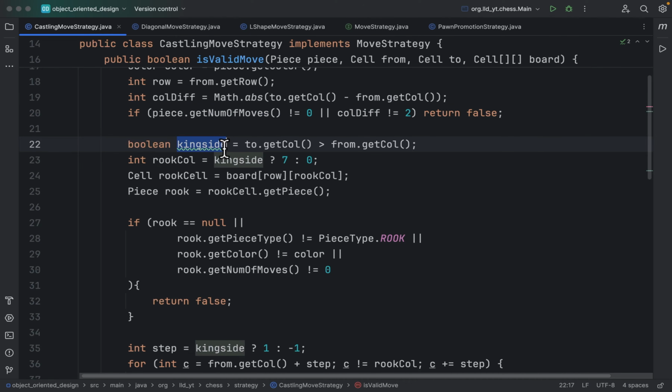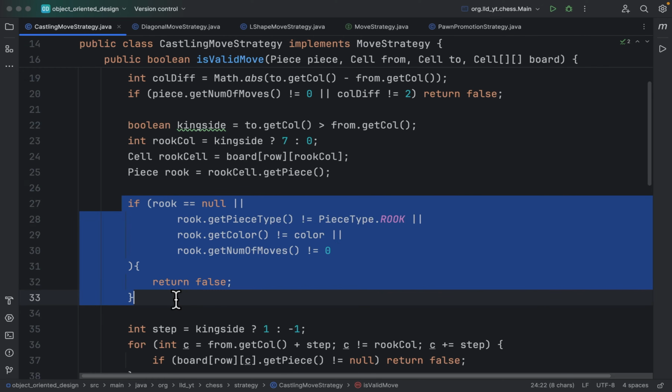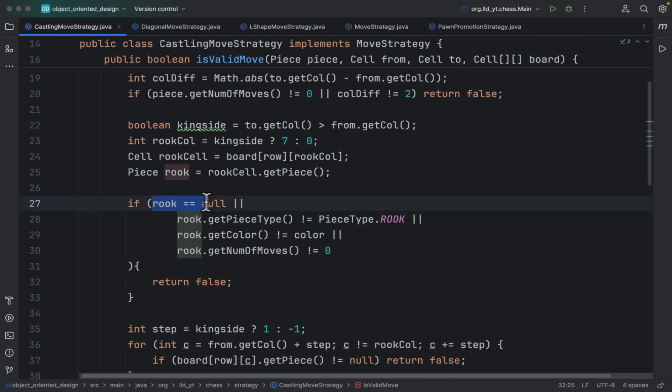One is on the right side of the king, other is on the left side of the king. So I'm accordingly getting the rook column, and finally I'm getting the cell of the rook, right? And I'm performing certain checks. The first one is checking whether this is actually a piece and not a null, and I'm checking whether that piece is a rook or not.